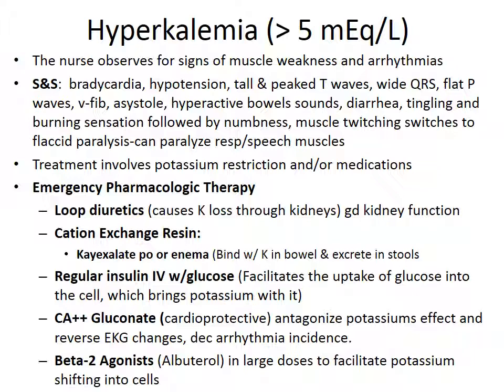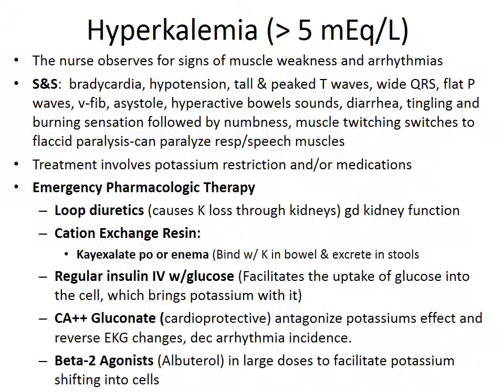Signs and symptoms include bradycardia, hypotension, tall peaked T waves, wide QRS, V-fib, asystole, hyperactive bowel sounds, diarrhea, tingling and burning sensations followed by numbness and muscle twisting, which switches to flaccid paralysis. It can paralyze the respiratory system and the speech muscles. Treatment involves potassium restriction and/or medications.